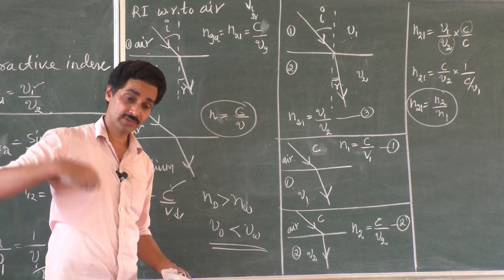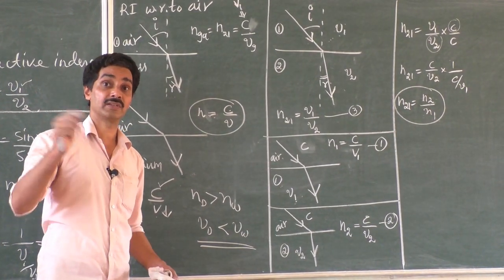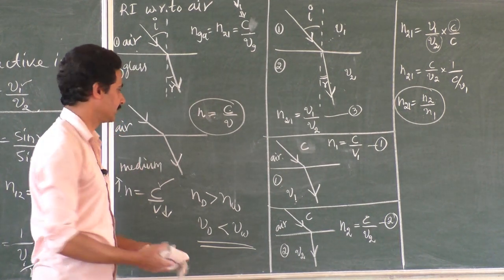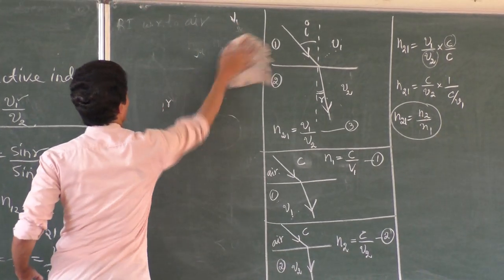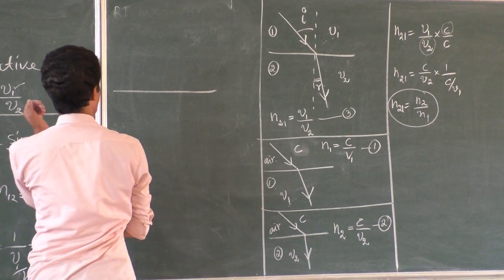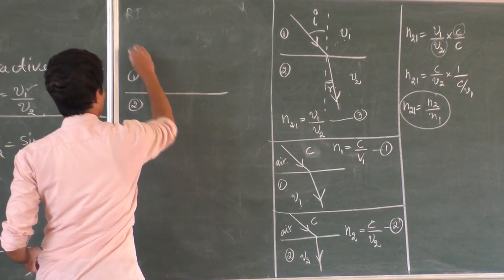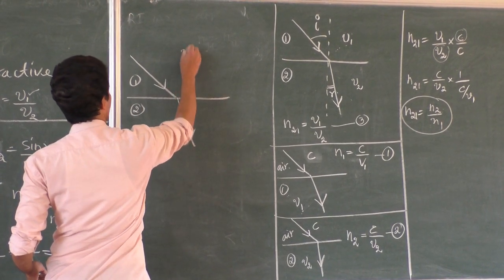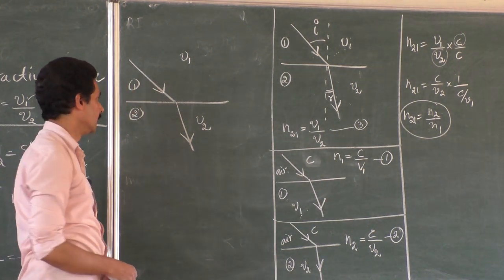If it is with respect to something else, you must mention it, sir: the second medium is glass, the first medium is water. You have to mention it. Unless mentioned, the first medium is air. Okay, now if you write Snell's law, I'll take one example: medium 2, medium 1. Let the light travel from medium 1 to medium 2. The velocity of light in the first medium is V1. The velocity of light in the second medium is V2.